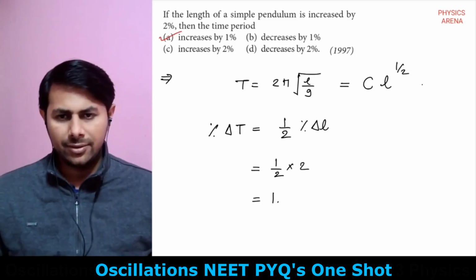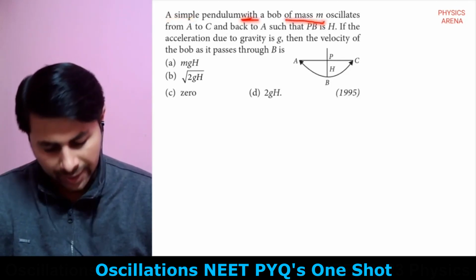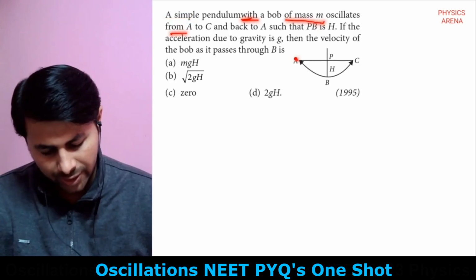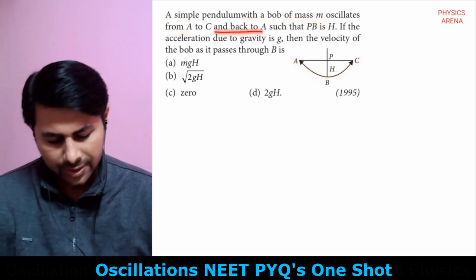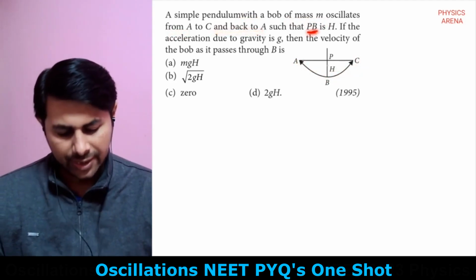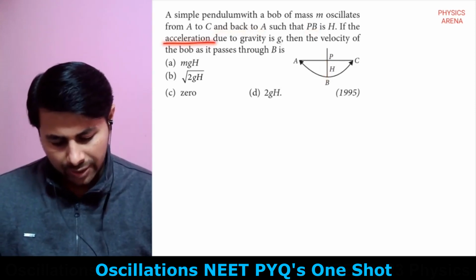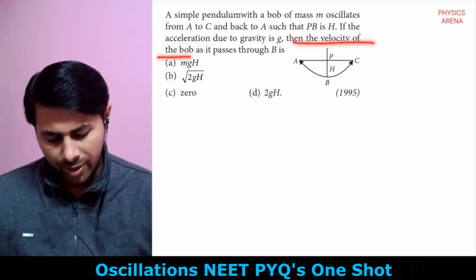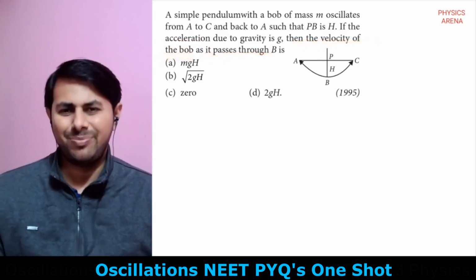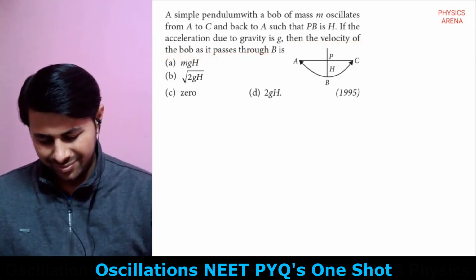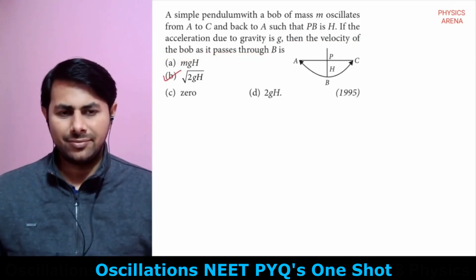It's option A. A simple pendulum with a bob of mass m oscillates from A to C and back to A, such that PB is h. This much distance is h. If acceleration due to gravity is g, then the velocity of the bob as it passes through B is. Very simple, actually repeated. V equals square root of 2gh.